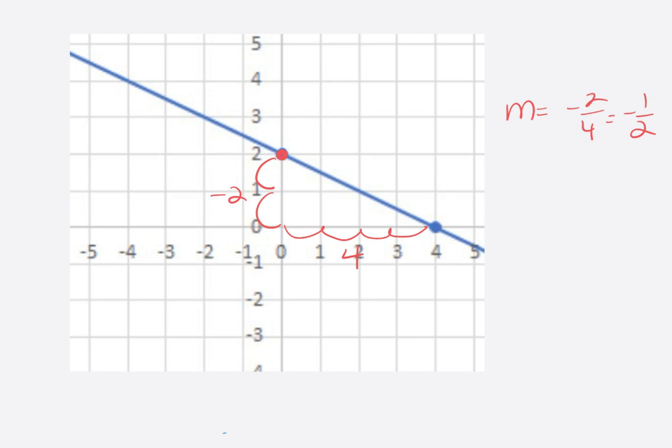If I'd gone the other way, my rise is 2, my run is negative 4. So I still get 2 over negative 4, which is negative 1/2. So the order in which you pick these does not matter.